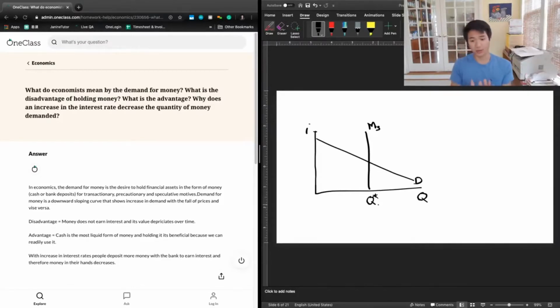the money supply is a vertical line because there's only one number that represents the overall amount of money in circulation in the economy, right? And that number is going to be Q star or MS. And so it is not something that fluctuates. The quantity of money does not change based on the interest rate being charged.